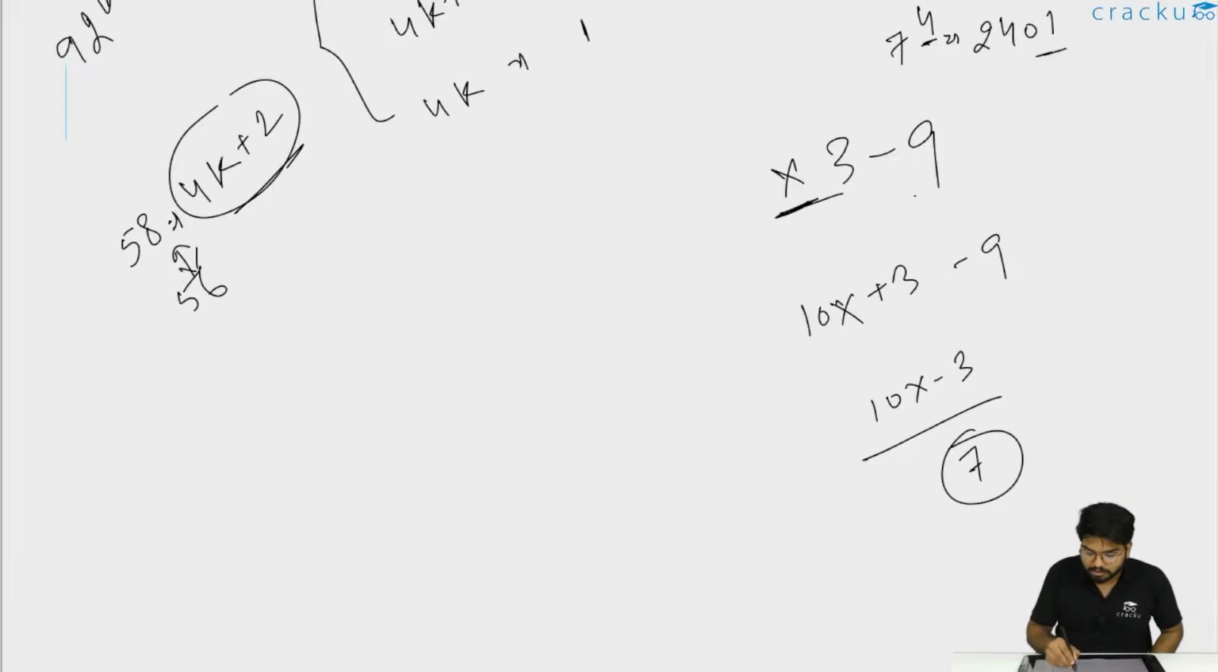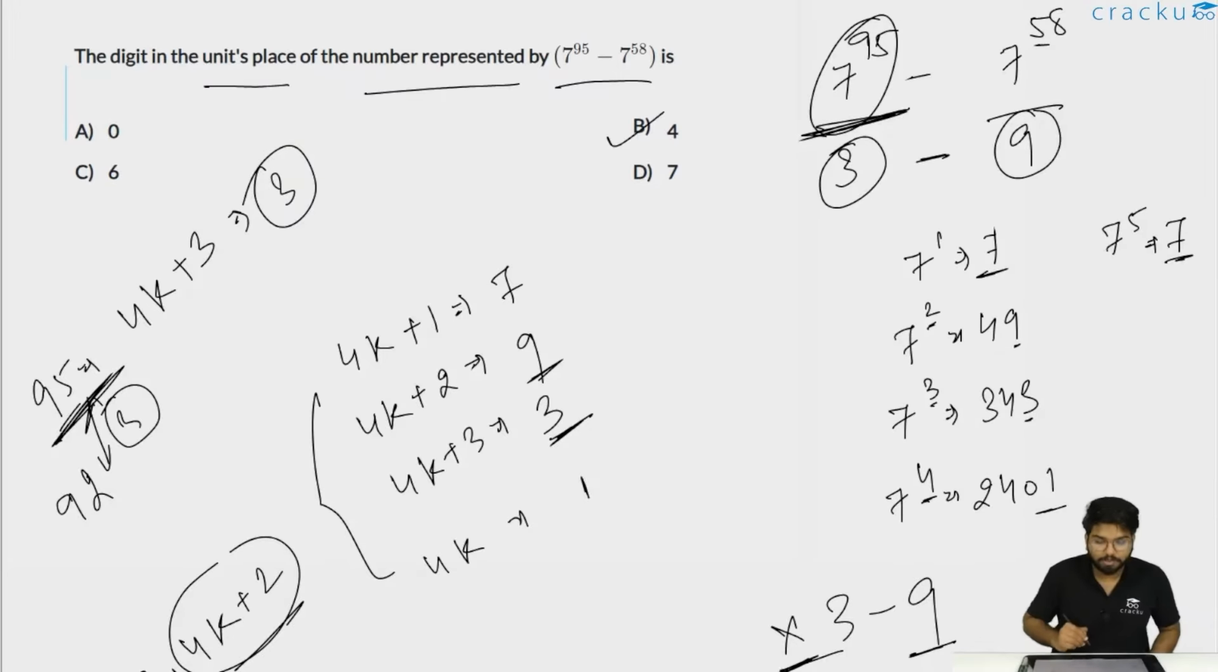Because you are reversing, 9, it will be ending with 4, this will be 6. 10x minus 6, and 10x minus 6 is a multiple of 10, and if you subtract 6 from it, the last digit will be 4. So the answer has to be option B, 4.